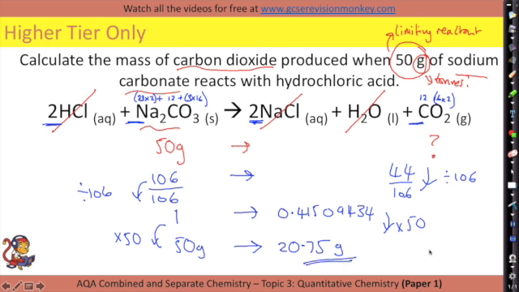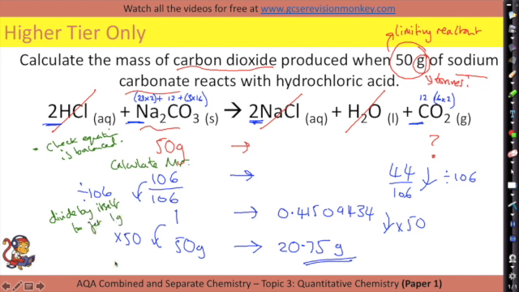dioxide. So to recap then, you calculate the relative formula mass. Before that, check the equation is balanced. Check the equation is balanced, and then calculate the relative formula masses. Divide by itself to get to 1, and then multiply to get what the question has asked you for.